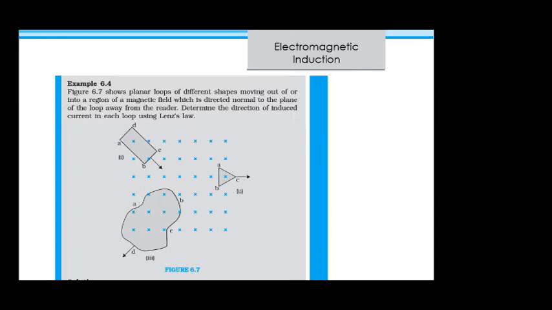Now let us see a few examples. Example 6.4. Figure 6.7 shows planar loops of different shapes moving out of or into a region of a magnetic field which is directed normal to the plane of the loop away from the reader. Determine the direction of induced current in each loop using Lenz's law.